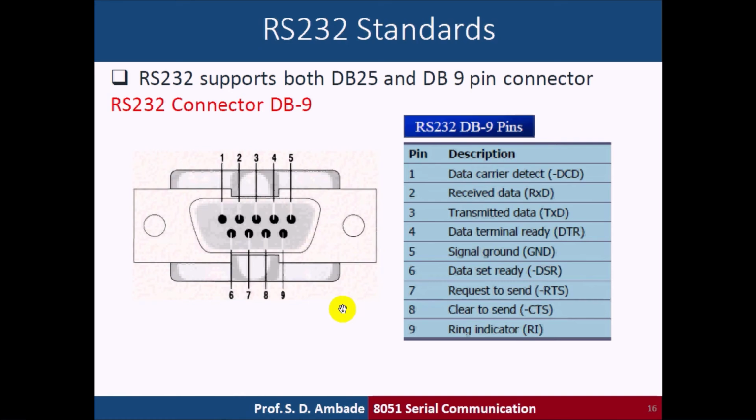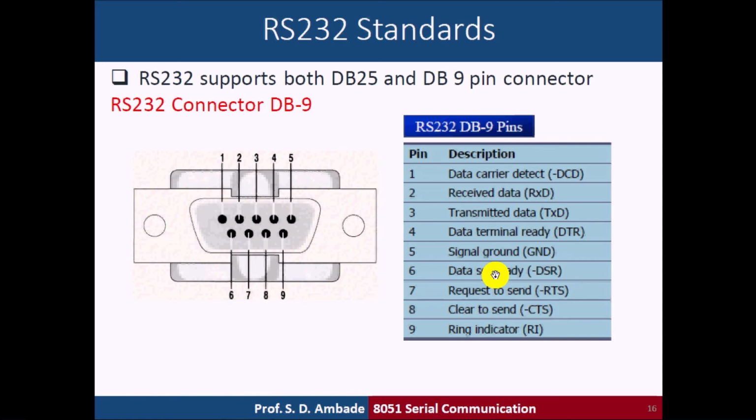These are the pins. There are 9 pins, that's why it is called the DB9 connector. Pin number 1 is for data carrier detect. Pin number 2 is for receive data, the RxD pin. Pin number 3 is transmit data, the TxD pin. Pin number 4 is data terminal ready. Pin 5 is for signal ground. Pin 6 is for data set ready.